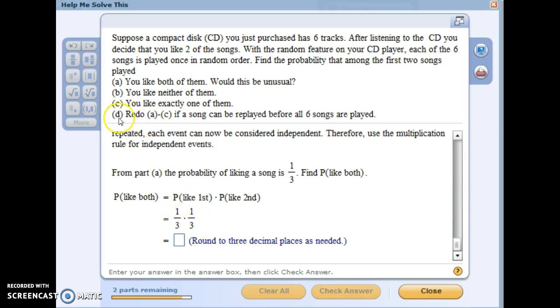And I'm not going to do the rest of part D here. It's very similar to what we just went through in A through C. So I'll leave that for you to finish.